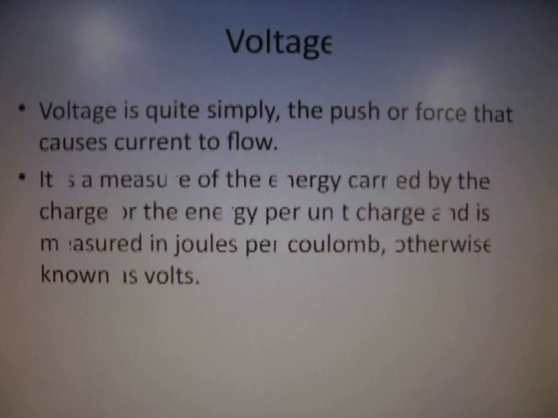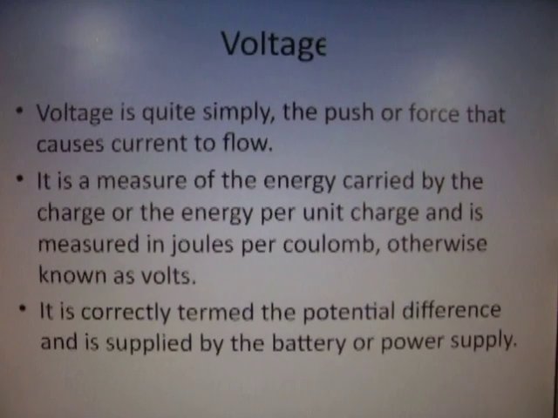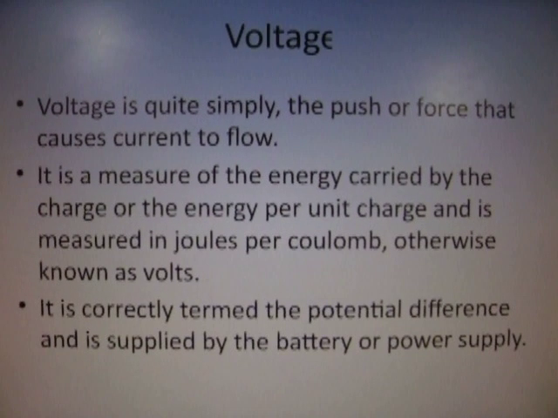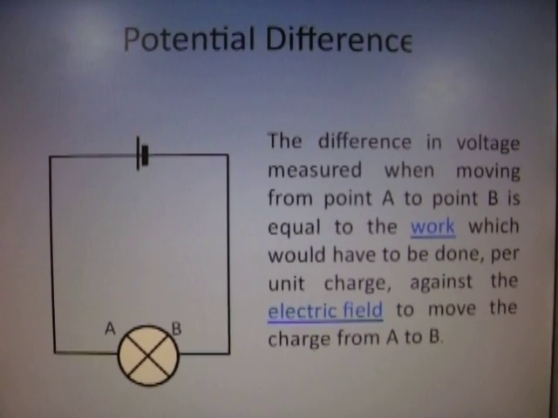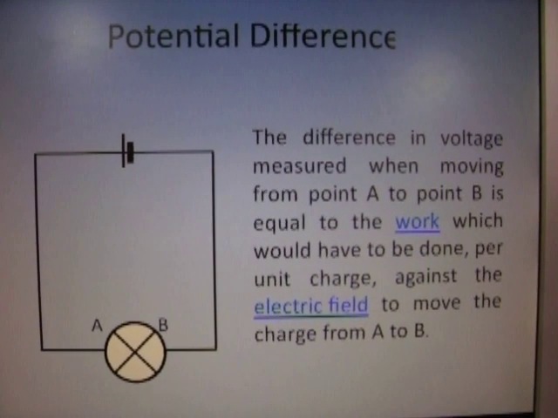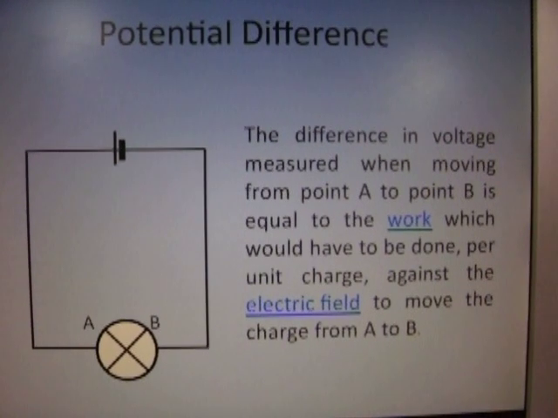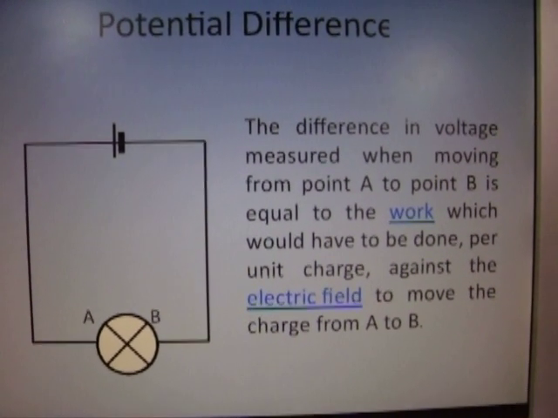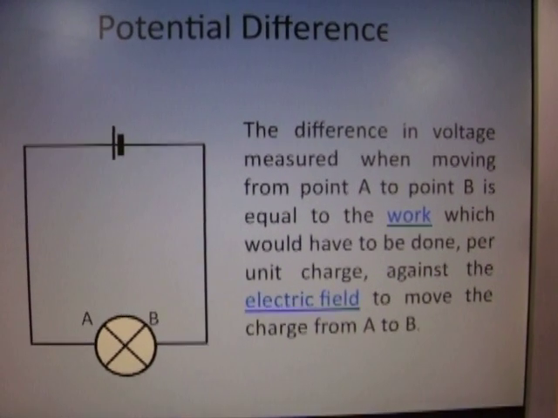Now that's voltage, okay? And the potential difference is that voltage which appears across the component, whether it be a lamp, resistor, or any other circuit, okay?